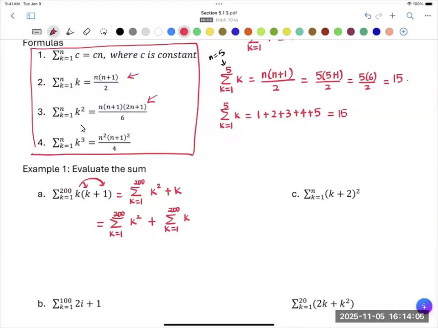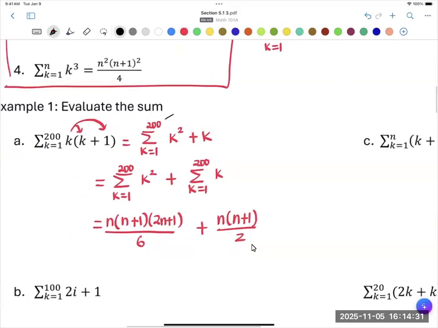Now I have the summation of k squared, which is n times (n plus 1) times (2n plus 1) over 6, so we put the formula in, plus n times (n plus 1) over 2, because the summation of k is n times (n plus 1) over 2. So what is our n in this case? Our n in this case is 200, so we're going to replace all the n by 200.